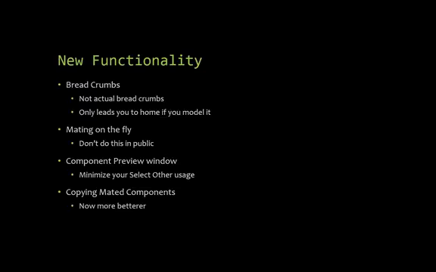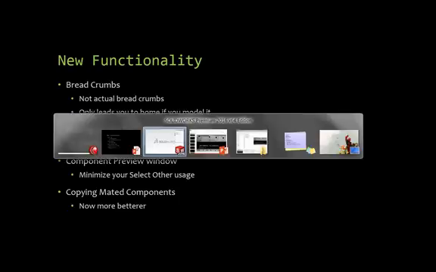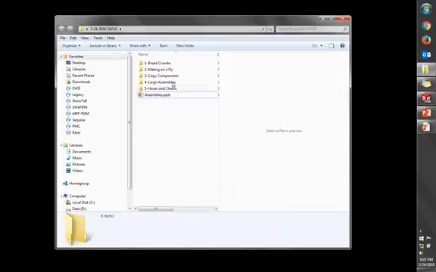The other one is the component preview window. This is new functionality, especially with some of the models I'll show you. I have to do a lot of right-clicking and selecting other, and this tool is fantastic for rotating a part around and getting to places you don't normally get to. And the last one is an update to copying mates when copying components inside of an assembly. So let's get into this a little bit here. Let's look at, I've got a folder here.